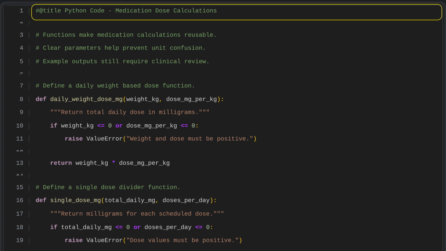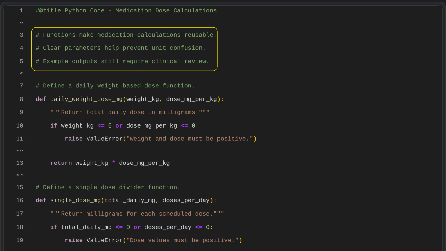Python code for medication dose calculations. Functions help make medication calculations reusable, while clear parameters reduce the risk of mixing up units. Even when examples produce results, those outputs must still be reviewed clinically.